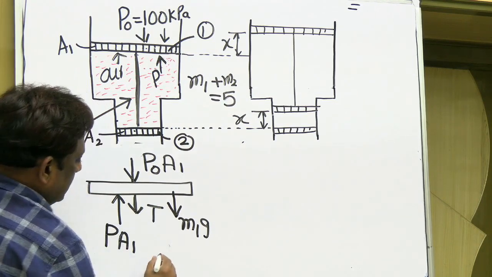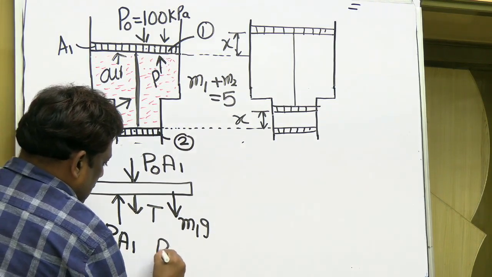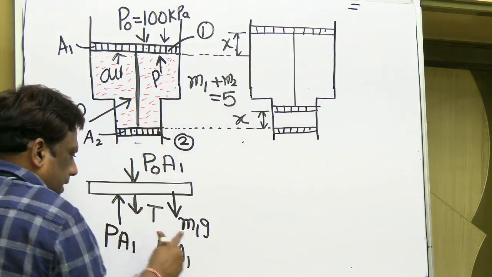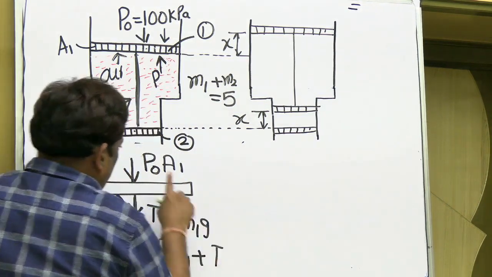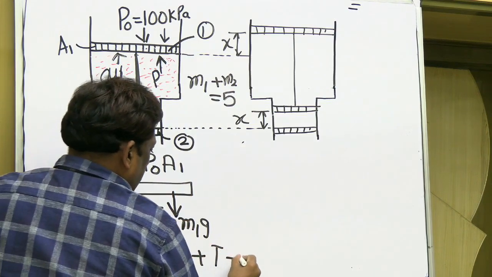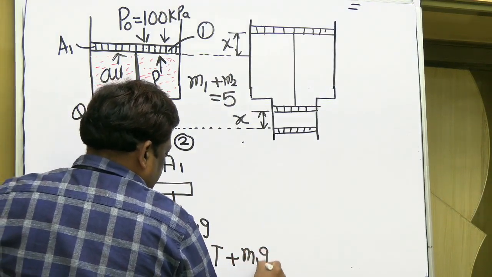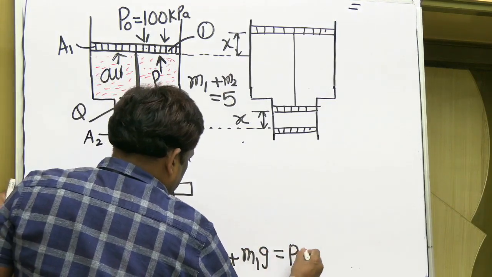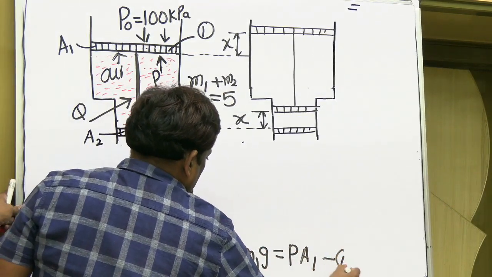Now, this can be written as P0 A1. It is in equilibrium, so sum of the downward forces is P0 A1 plus T plus M1G, is equal to the upward force, PA1. Let it be equation number 1.